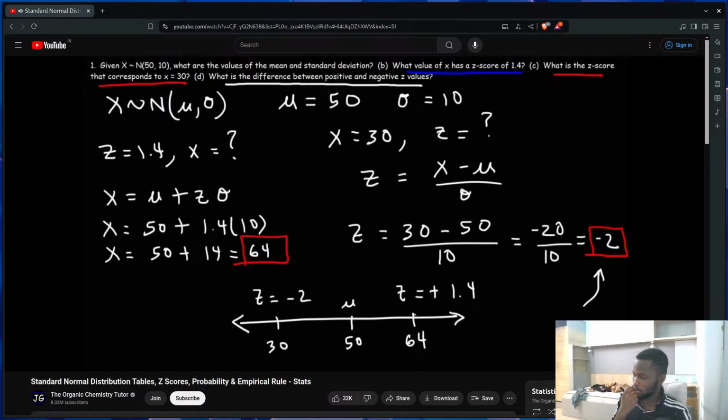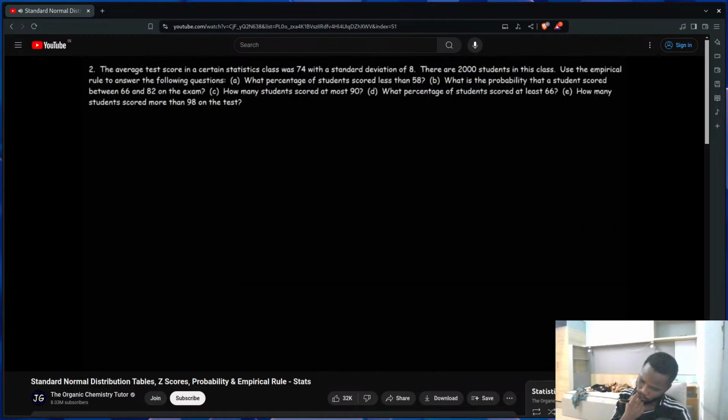So as you can see, negative z-values are below the mean. They correspond to x values that are below the mean. And positive z-values correspond to x values that are above the mean. And so that's really the difference between positive and negative z-values. The negative z-values are going to be to the left of the mean, and the positive z-values will be towards the right of the mean.